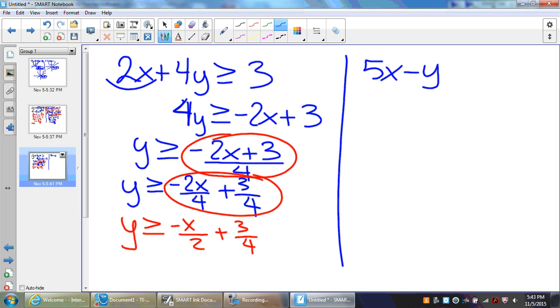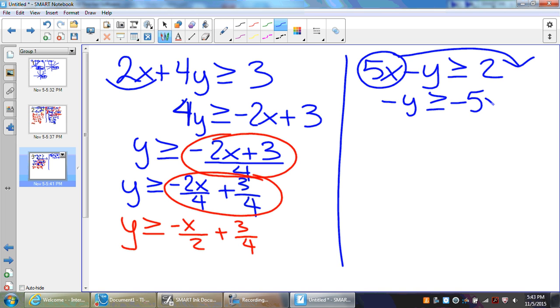So this will be 5x minus y, greater than or equal to 2. In this case, we're still solving for y. We start with positive 5x, take it across, it becomes negative 5x, and then we have a plus 2. In this case, y is being multiplied by negative 1. One thing we could do to change it to positive y is multiply or divide by negative 1. I'm going to divide by negative 1. You will get the same answer.